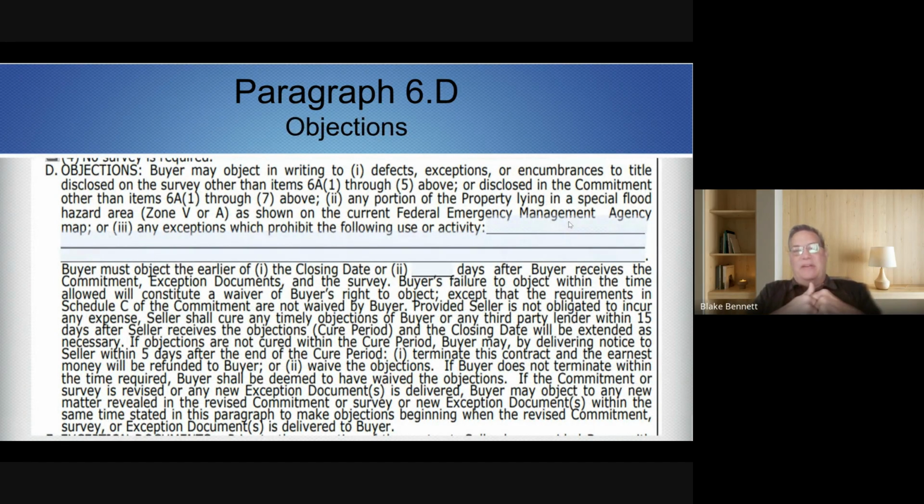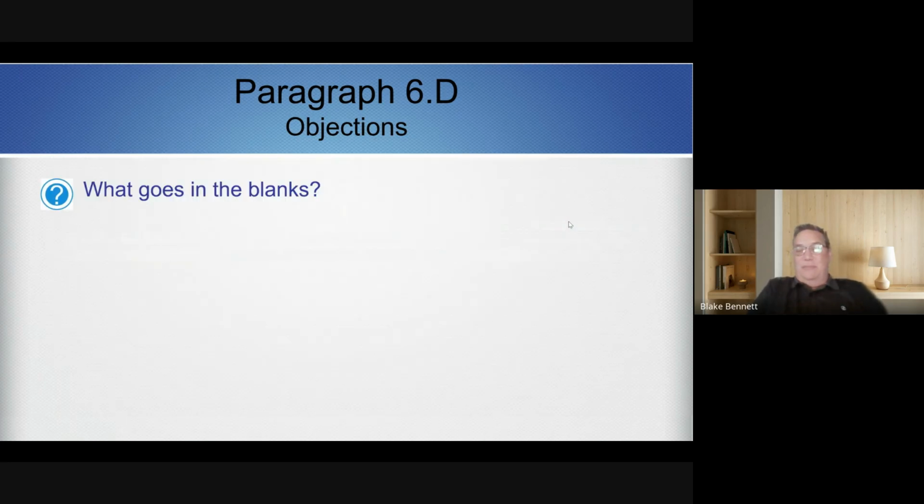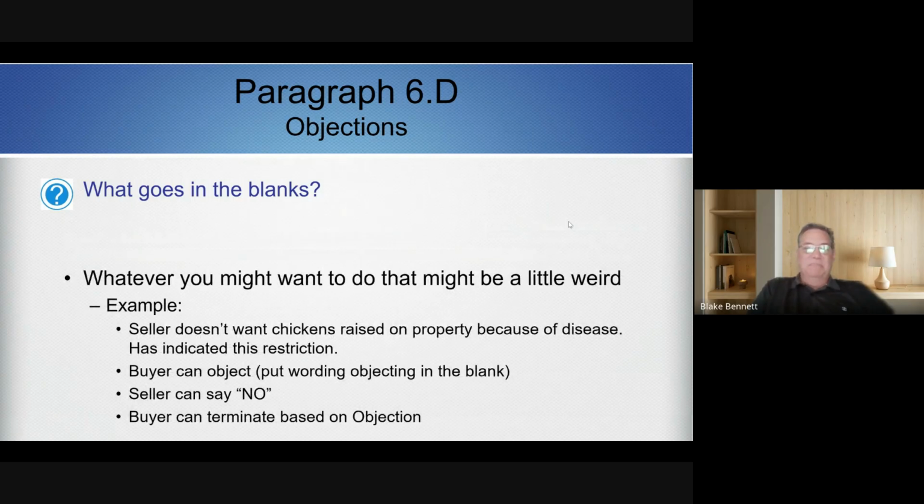Objections, paragraph 6D. What goes in the blank here for objections? Whatever you think might be a little bit weird. We see weird stuff in farm and ranch. For example, seller doesn't want chickens on the property because of disease. This happens all the time.